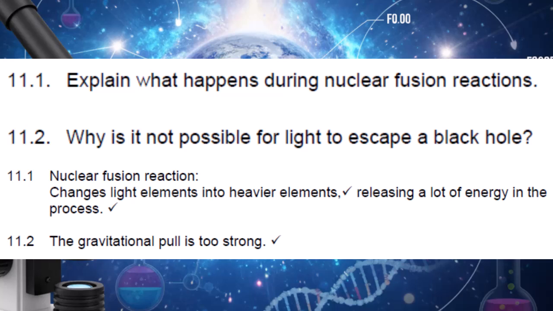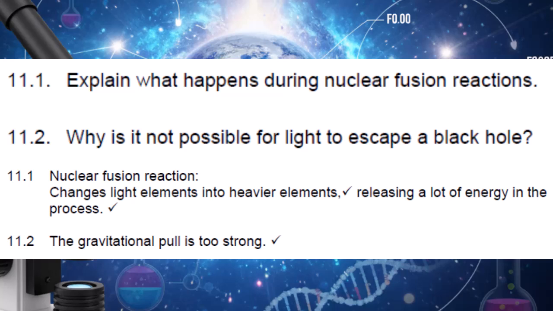Like in the core of the sun. Exactly. They fuse or combine to form heavier nuclei like helium. And the key thing is, this process releases a tremendous amount of energy, way more than fission, per mass. Light elements form heavier elements plus massive energy release. Okay. And finally, Q11.2 about black holes.